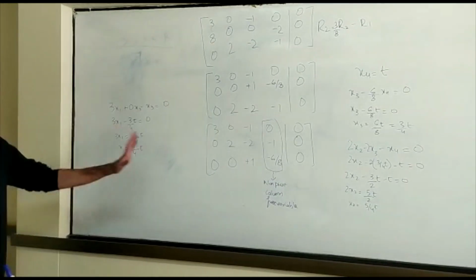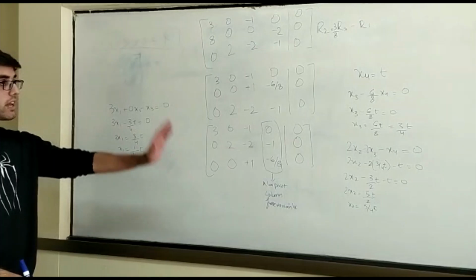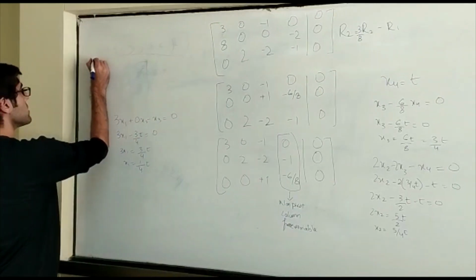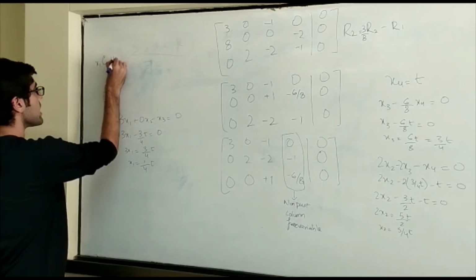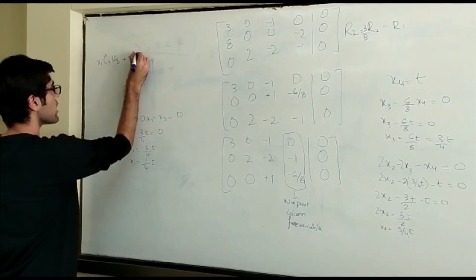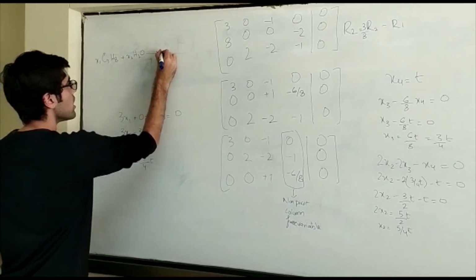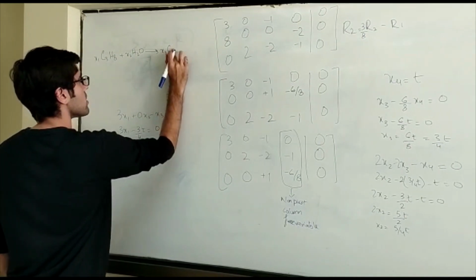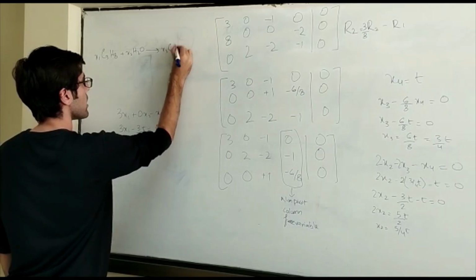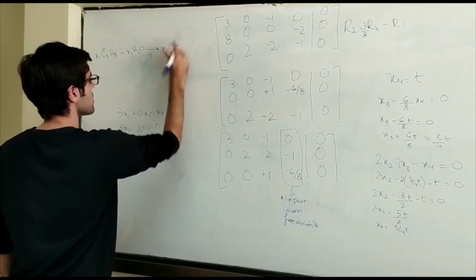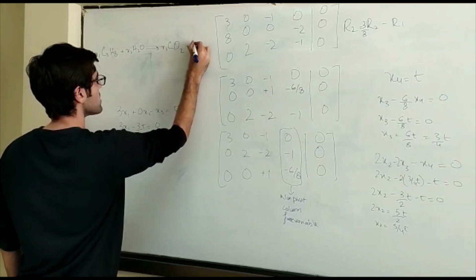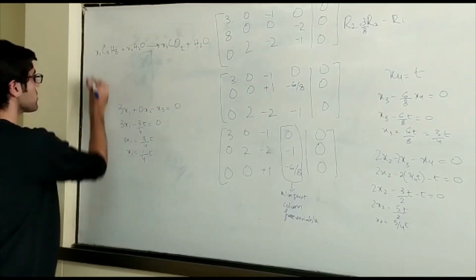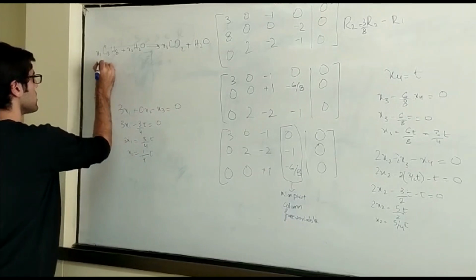Now, since we got the values of x1, x2, x3, and x4, we can now plug in these values. We will write this in the equation: x1 C3H8 plus x2 O2 gives x3 CO2 plus x4 H2O. See? Now we will plug in the values of x1, x2, x3 and x4 here.